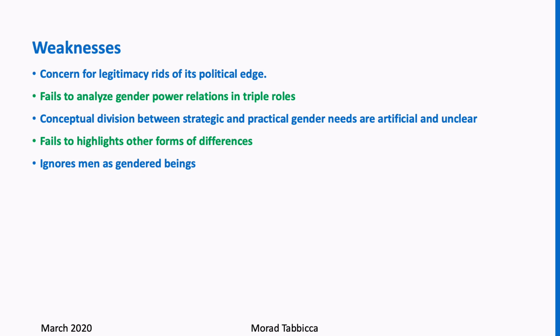In addition, the conceptual division between strategic and practical gender needs is murky, it's not clear, and it seems artificial. Another weakness of the Moser framework is that it fails to highlight other forms of difference such as class, race, and ethnicity. And finally, because the Moser framework is focused almost entirely on women, it ignores men as gendered beings.